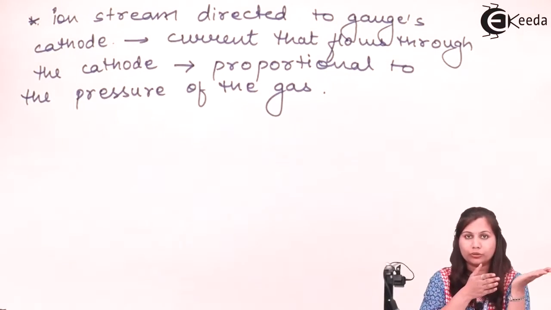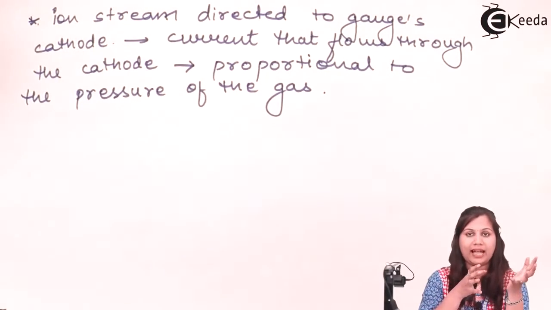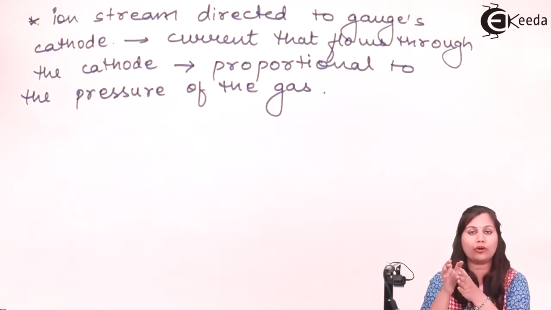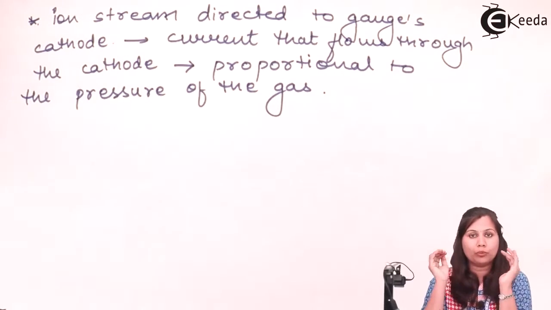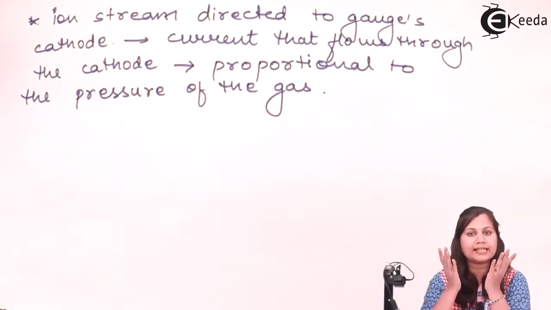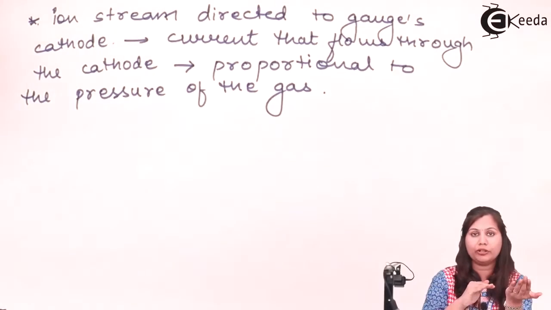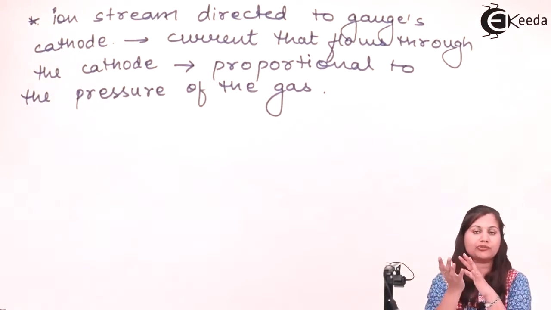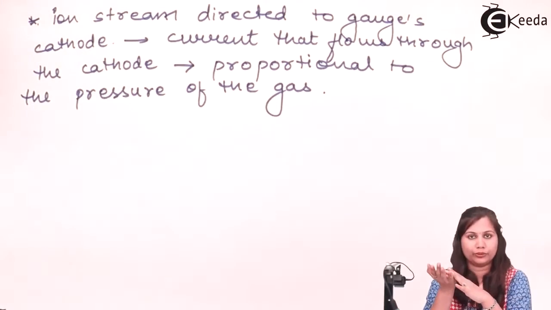through the cathode. So we can say that indirectly this current which is flowing in the cathode is proportional to the pressure of the gas, because if pressure is more, more gas molecules are present. If pressure is less, then fewer gas molecules are present, and the number of gas molecules defines the current which is flowing through the cathode.